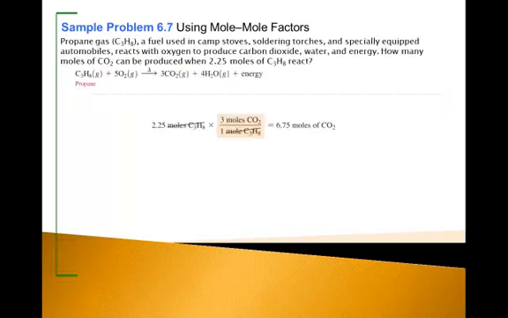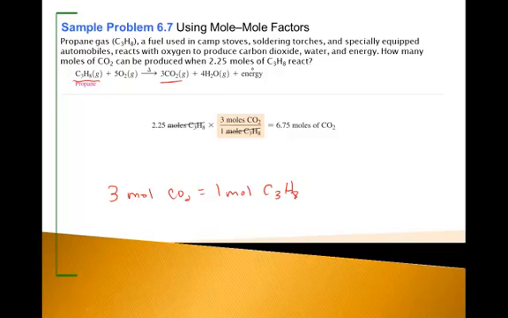Okay, my next one is I'm going to do a mole ratio. So now I'm going to be looking at the coefficients in my balanced equation. And I have C3H8, and they're asking me to find CO2. So in my balanced equation, there's a 1 here, and there's a 3 here. So that tells me that there are 3 moles of CO2 if I have 1 mole of the propane. So that's going to be my conversion factor.